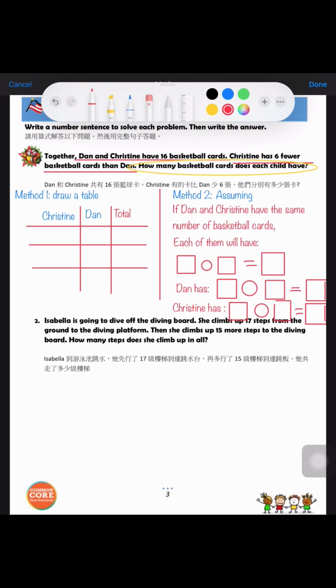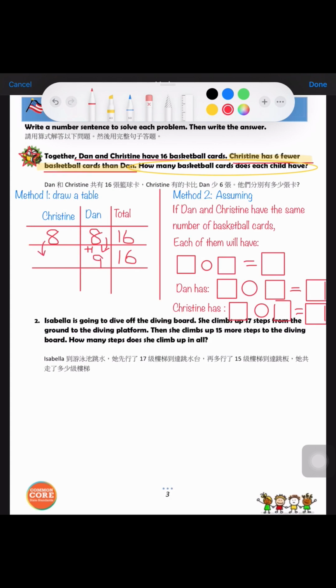For the first method, we can draw a table. So there are 16 cards in total. Now if we separate it in 2 equal parts, we have 8 cards for each person. But according to the question, Christine has 6 cards less than Dan. So we may add 1 to Dan and minus 1 from Christine's.